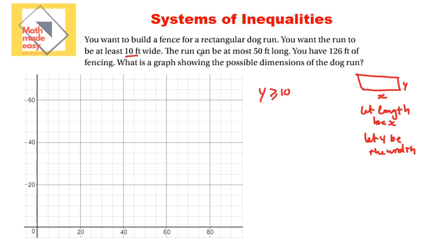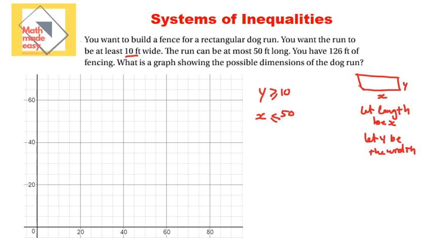The second inequality says the run can be at most 50 feet long. So the length, which is x, at most means less than or equal to 50. If you notice, when you say at most, you end up writing less than, which is the opposite. When you say at least, you end up writing greater than. In both cases, you're going to write equal. So whenever you see at least or at most, you are going to include an equal sign. Also, no more than or no less than, you're going to be including an equal sign when you write the inequality.